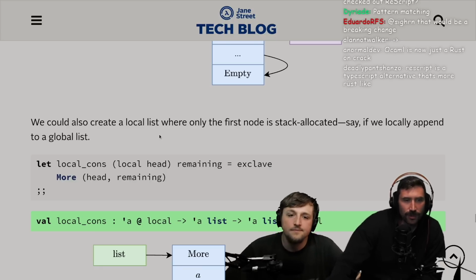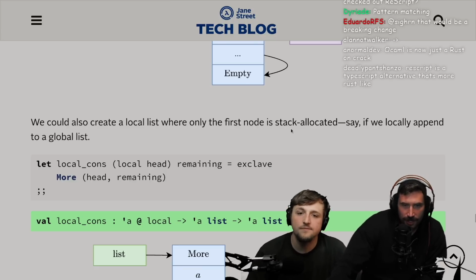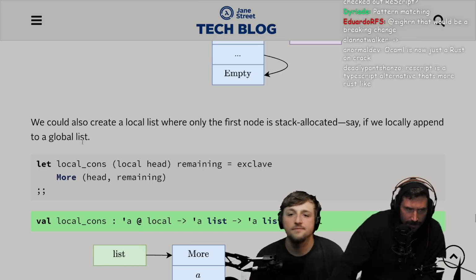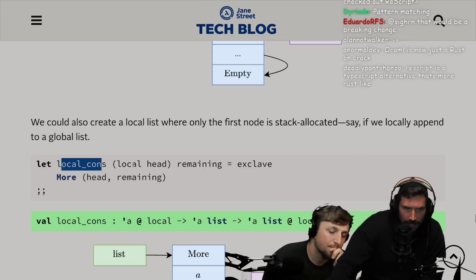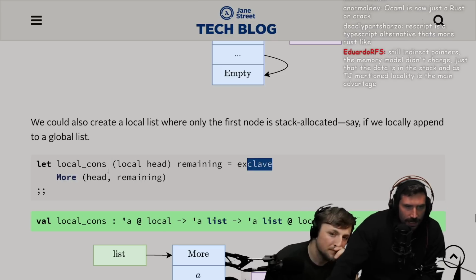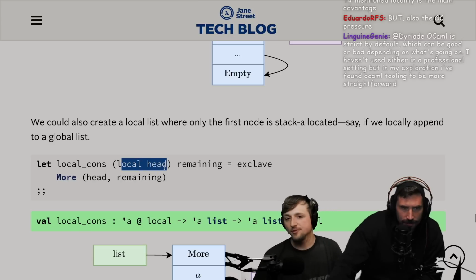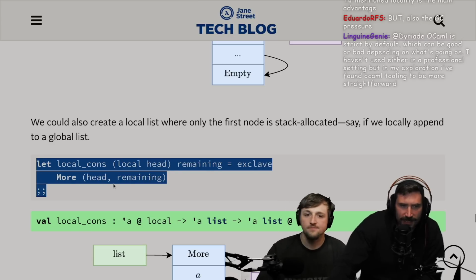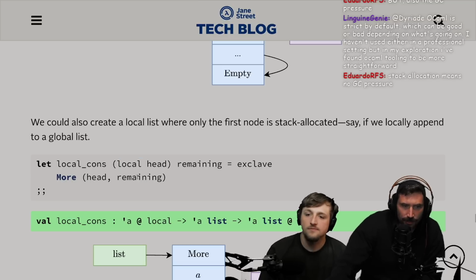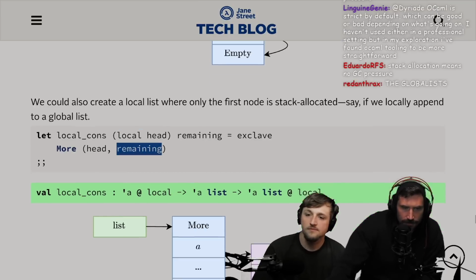Okay, we could create a local list where only the first node is stack allocated, say if we locally append to the global list. Local cons, local head remaining, and exclave more head remaining. Okay, so I don't know why you would do this one. I don't quite get this one because the head is local. That must mean the list is local as well, but the remaining is global.